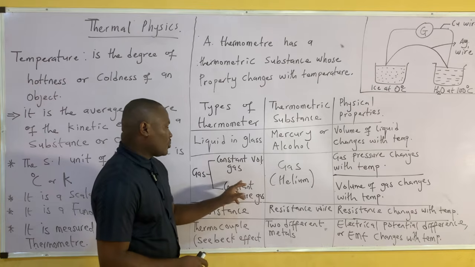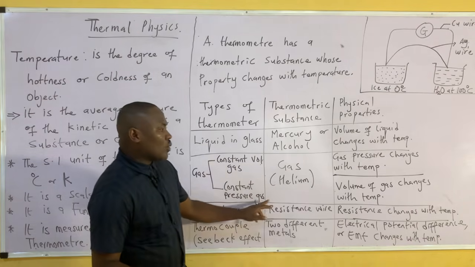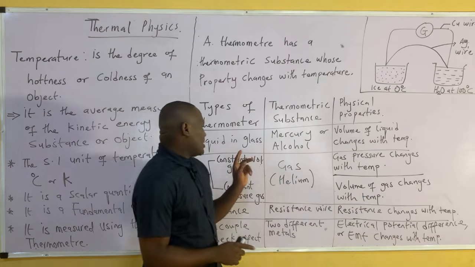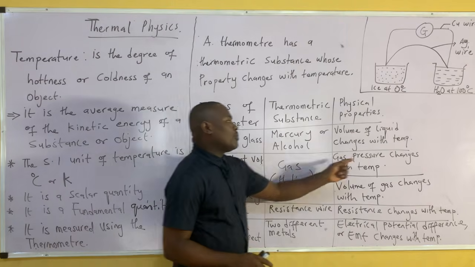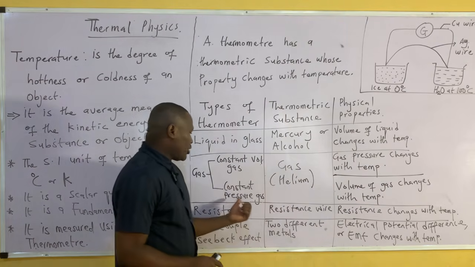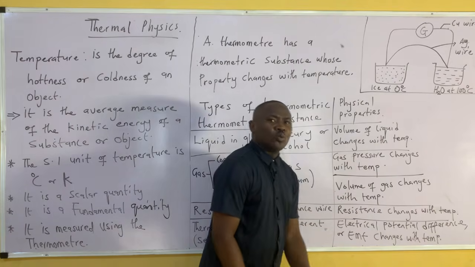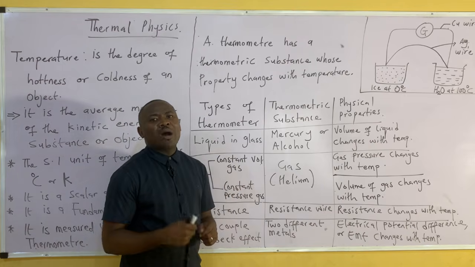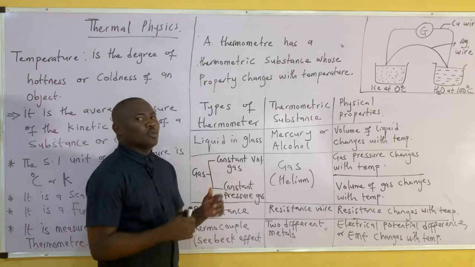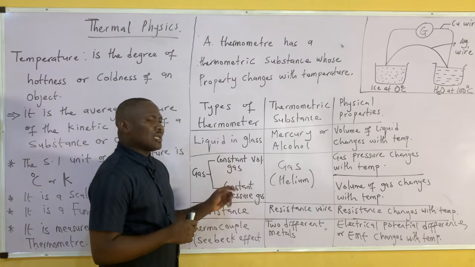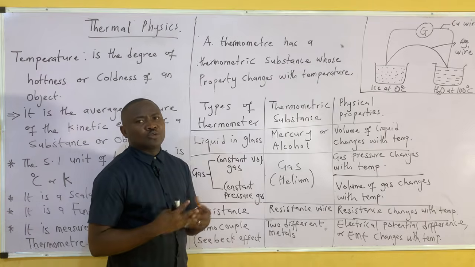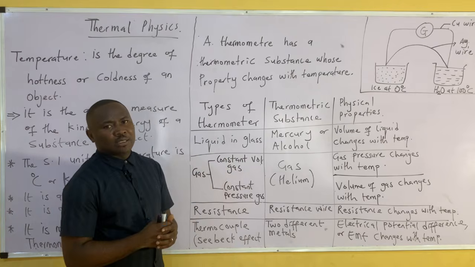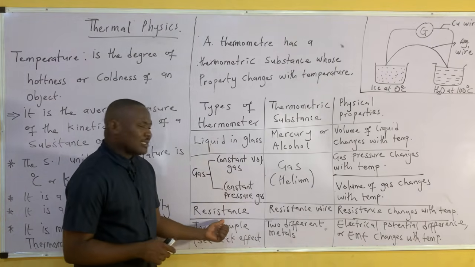Look at the second one, the constant pressure gas thermometer. Now, what does it work on? It works on the volume of the gas changing with temperature. So when the volume is constant, pressure changes with temperature. Then when pressure is constant, volume changes with temperature. So this is a gas thermometer. And take note, the gas thermometer is more accurate and sensitive than the liquid in glass thermometer. Take note again, the gas thermometer is also called an absolute thermometer, and it measures more accurately than the liquid in glass thermometer.